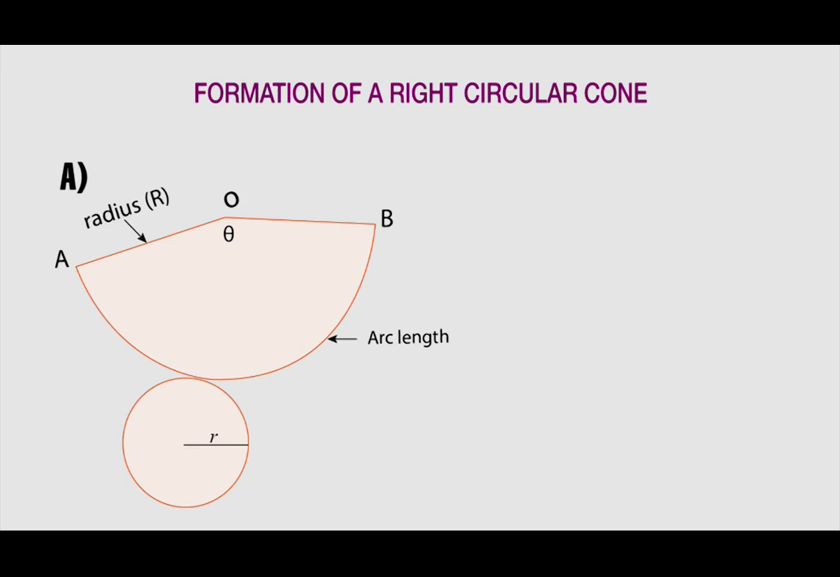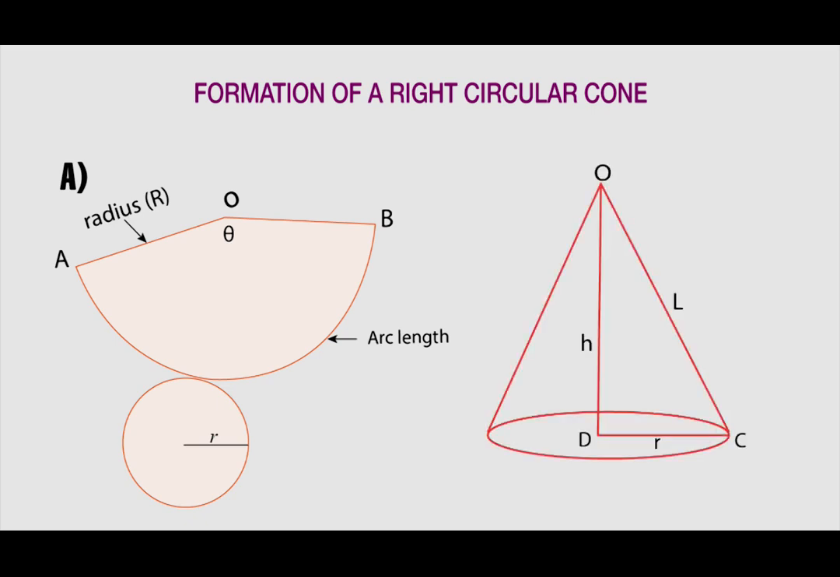When the sector is folded and OA coincides with OB, a cone is formed. From the cone in the diagram, points A and B coincide at point C. OC becomes the slant height L of the cone. Originally, OC is the radius of the sector AOB. Now, a circle is formed at the base with a new radius, small r.